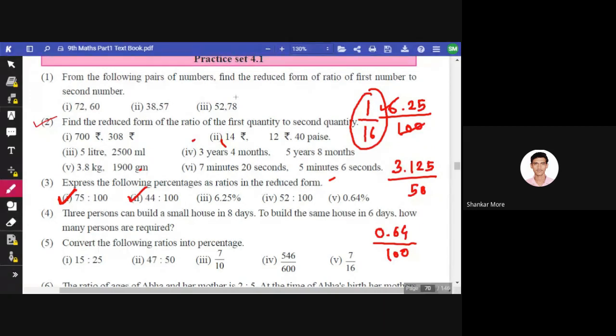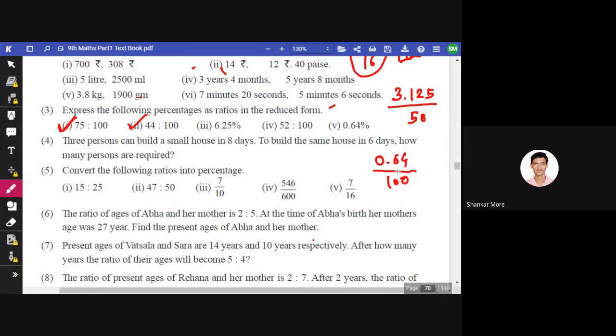Okay, so now for the fifth one, I'm talking about the fifth one. First of all we have to convert this into a complete number, a whole number, a natural number. For that we will multiply both the denominator and the numerator by 100. So it would become 64 by 10,000. 64 by 10,000 is there.